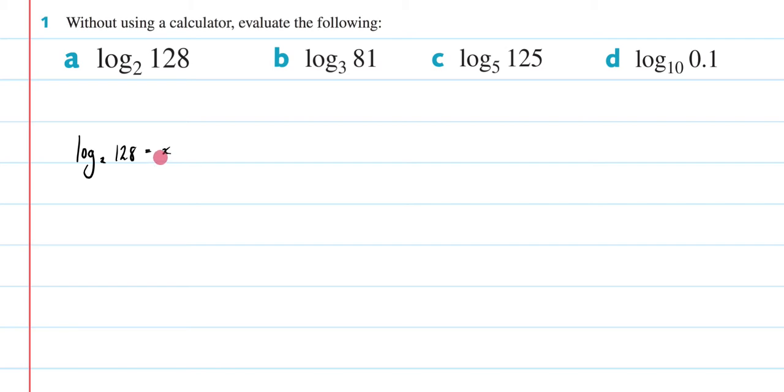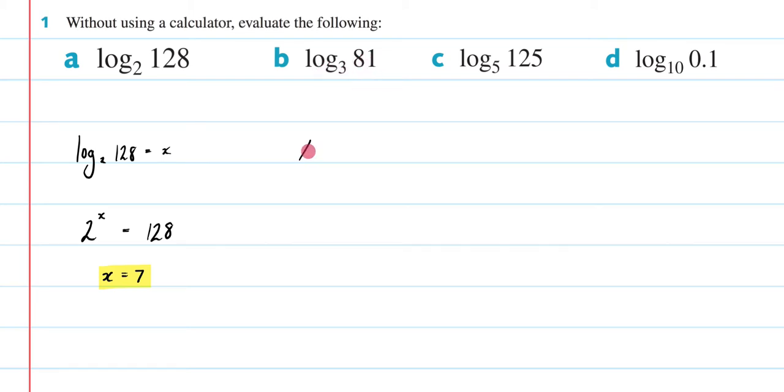We're finding that x. Now, we know what each of these numbers is. This 2 represents my base. This represents my power. And the 128 represents my answer. So now the question is, 2 raised to what power is going to give me 128? And we know that is going to equal 7, because 2 to the 7 equals 128. So I'm going to highlight that. That is my answer. Let's now move on to the next one, which is log base 3 of 81.